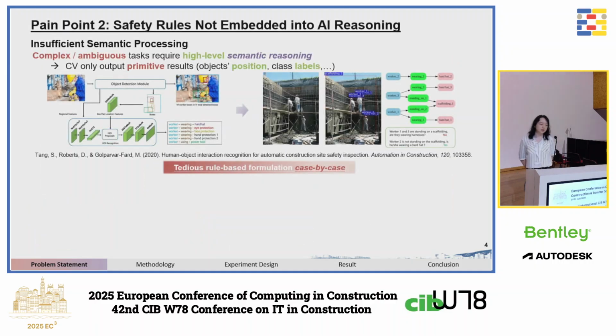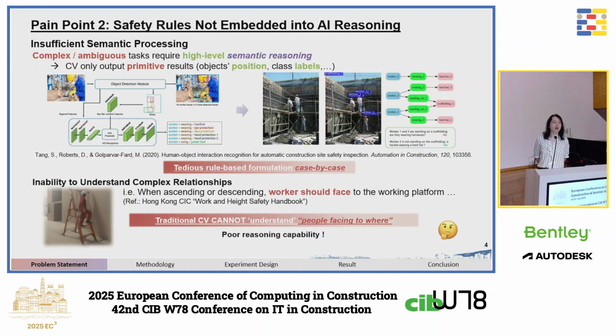The second thing is that the safety rules are not embedded into the AI reasoning. For example, the rules need to be transferred into a form that a CV model can understand, case by case, which requires high-intensive human effort instead of automatic parsing.